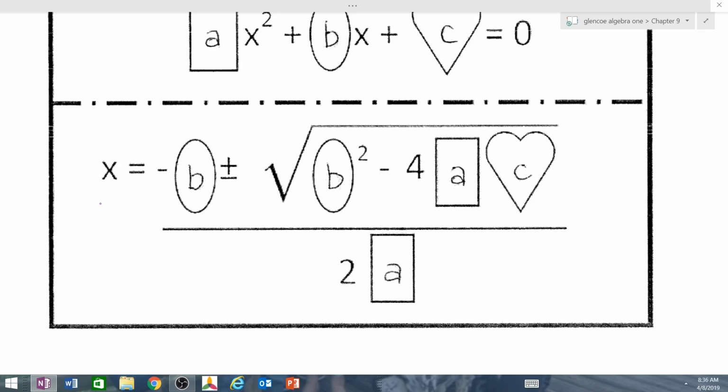X equals negative b plus or minus the square root of b squared minus 4ac divided by 2a. Hey, or all over 2a. Hey. You ready? Okay, let's just try to do it with me. You know row, row, row your boat? Row, row, row your boat gently down the stream. Merrily, merrily, merrily, merrily, life is but a dream.